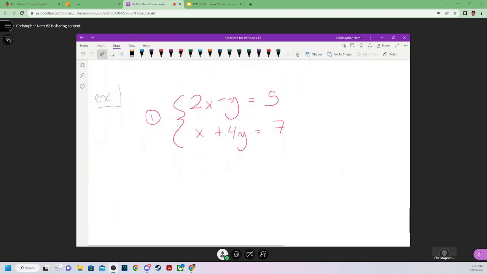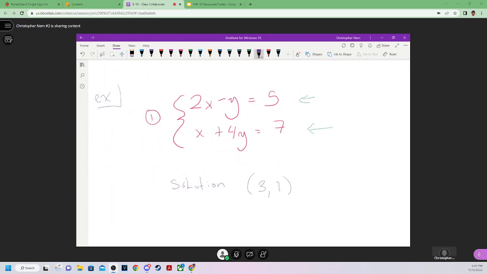So in this case right here, we have to find a value for x and y that satisfy both equation 1 and equation 2 for our system 1. So it has to satisfy this guy and it has to satisfy this one. It turns out that the solution is the x value 3 and the y value 1.